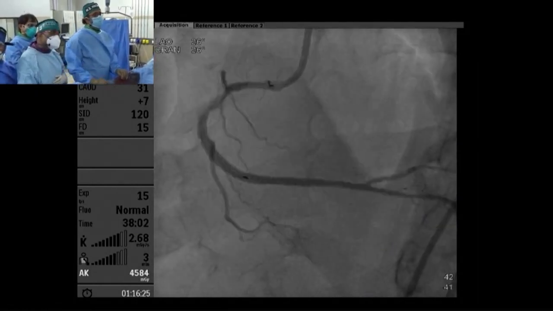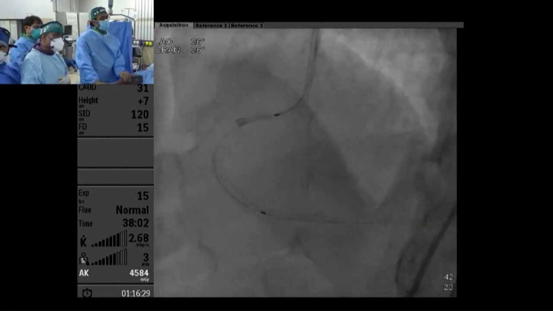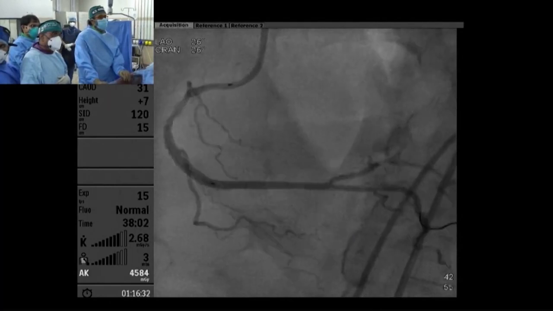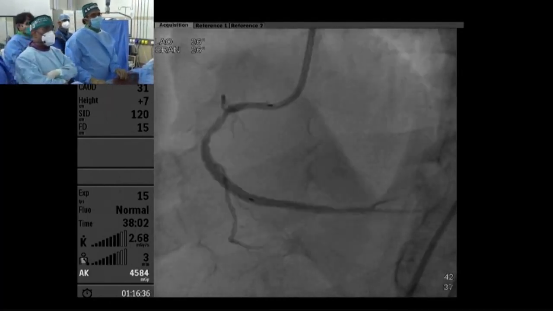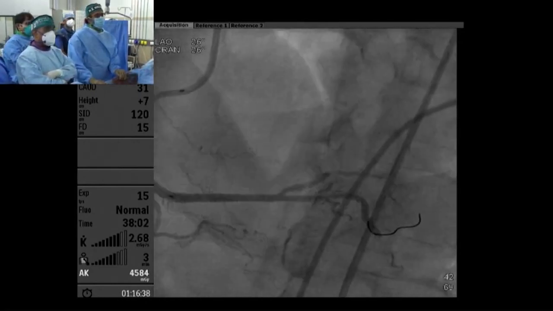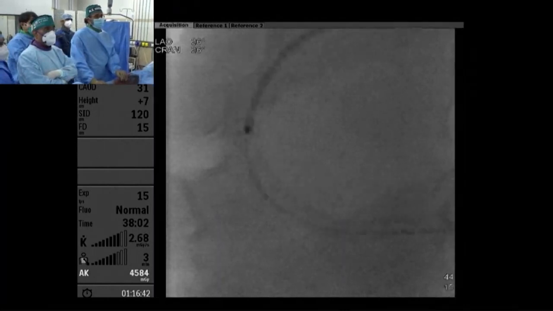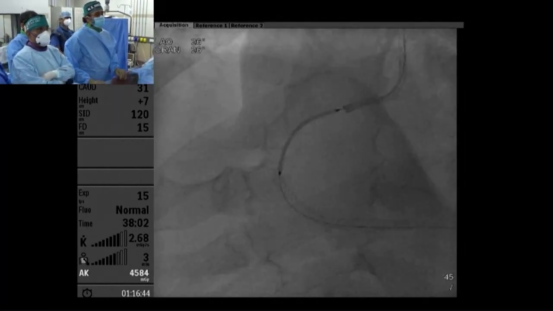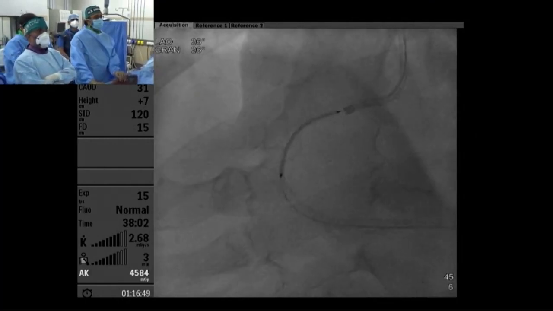Yeah. So this was after the distal stent was deployed. It is 3.0 by 48 and the balloon was taken to about 14. And this is the position. Next. This is a 3.5 by 28 Zion stent again.